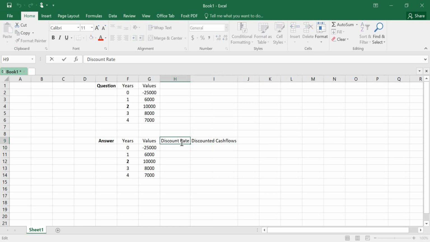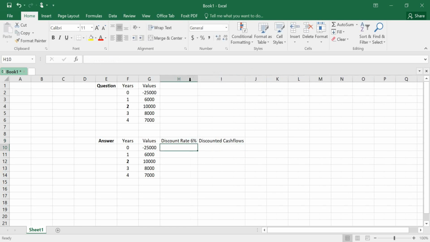Now we know that our discount rate is 6% in this case. In year 0, please remember this point: in year 0, the discount rate will always be 1. Now we will see what should be the discount rate of the rest of the years.